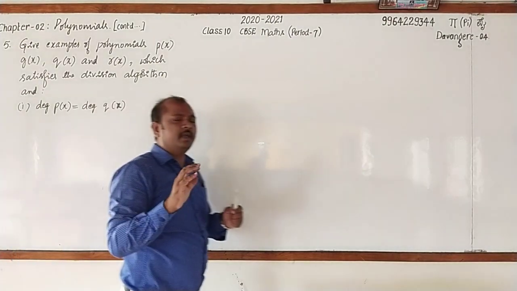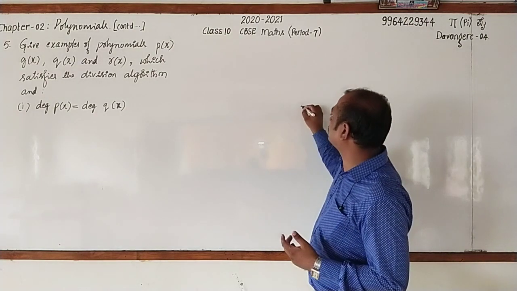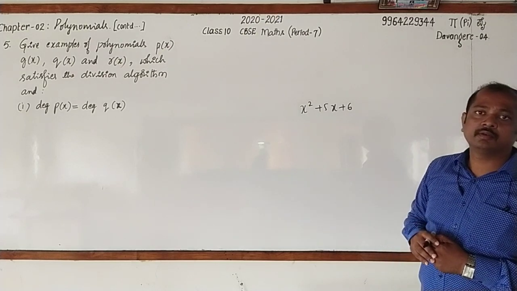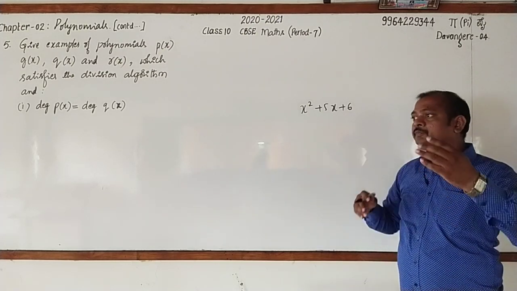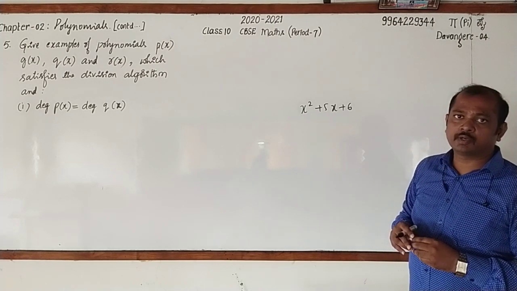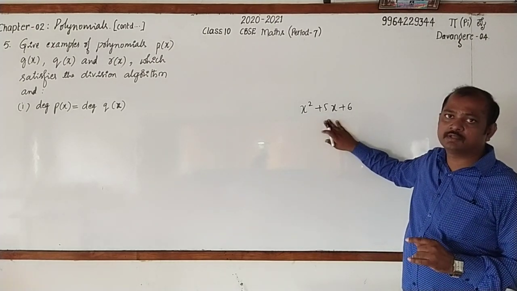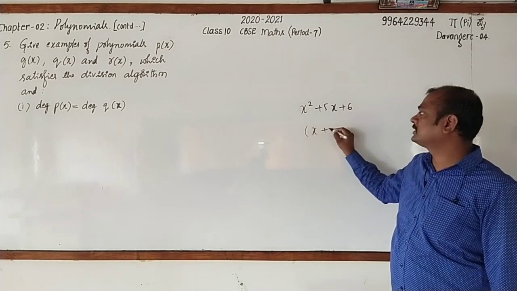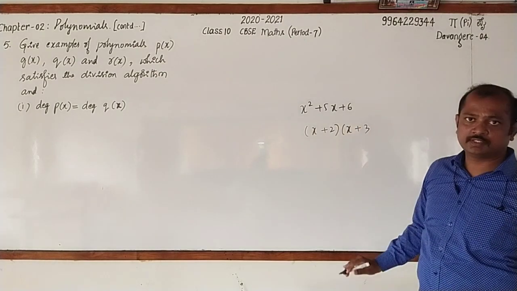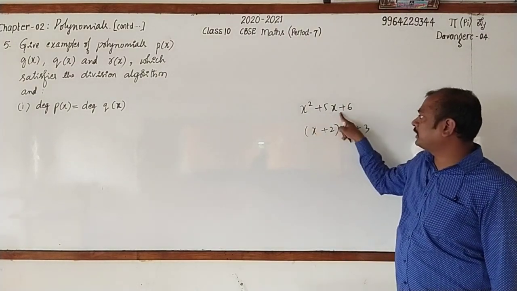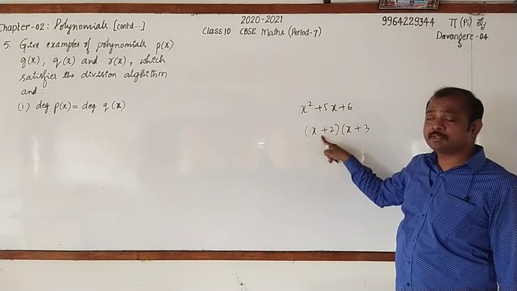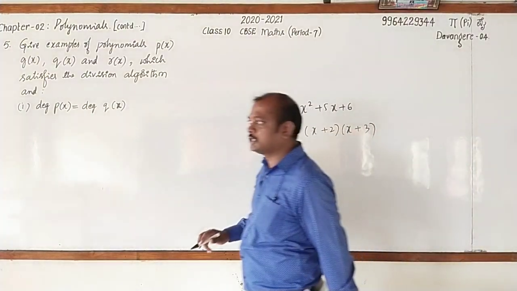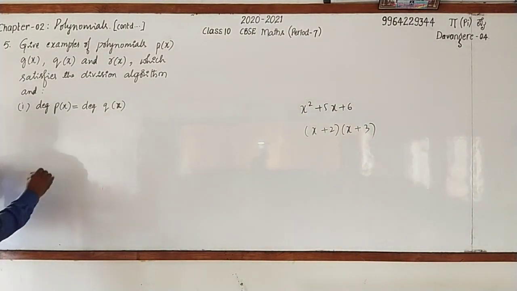For this, I am going to give you a simple example which is very familiar to us. X square plus 5x plus 6. What type of polynomial? Quadratic. You may go for taking even linear polynomial, cubic, biquadratic, whatever it is, but this is most familiar to us. Even you have factorized this. What is the factorization of this? It is x plus 2 into x plus 3, right? That means x square plus 5x plus 6 is divisible completely by x plus 2 or x plus 3. I am going to take the simple example.